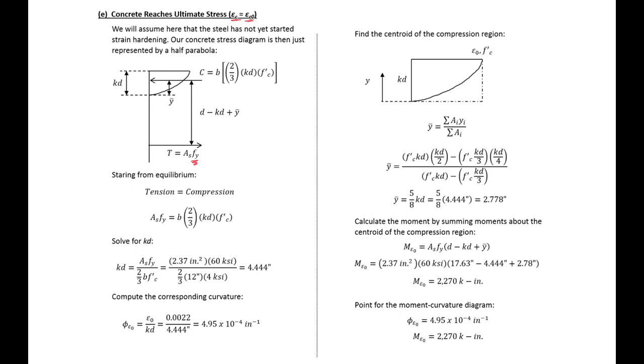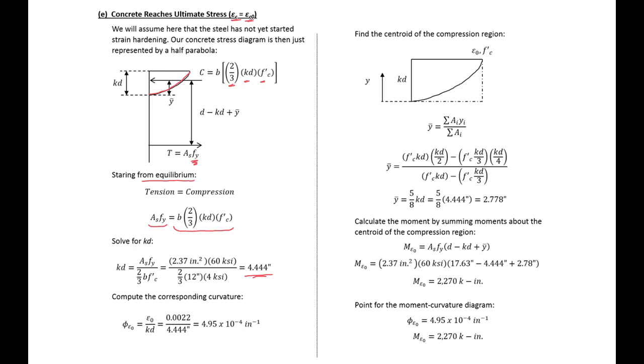Because our compression stress region is now just a half parabola, the area is just 2/3 times KD times F prime C, so we won't need to integrate here. We can then start from equilibrium again, setting our tension equal to compression, our tension being our steel component, AsFy, and our compression being our compression stress region times our width B. We can use this to solve for KD and find in this case that our KD is equal to 4.44 inches. So as we're progressing, our neutral axis is continuing to move up.